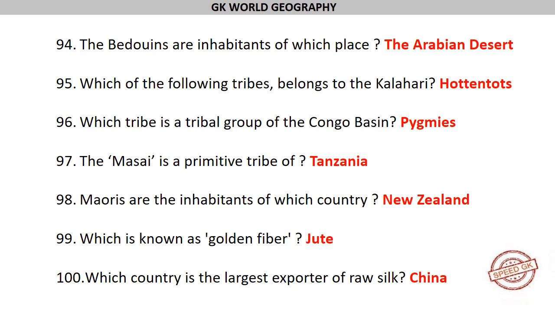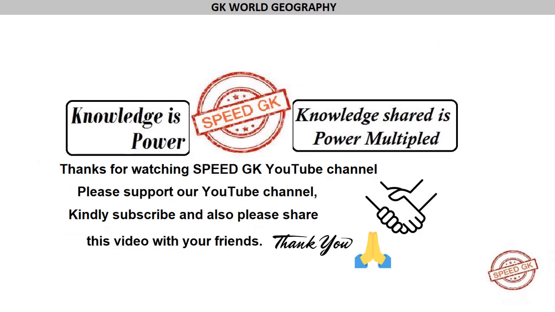Which tribe is a tribal group of the Congo Basin? Pygmies. The Maasai is a primitive tribe of Tanzania. Maoris are the inhabitants of which country? New Zealand. Which is known as golden fiber? Jute. Which country is the largest exporter of raw silk? China.